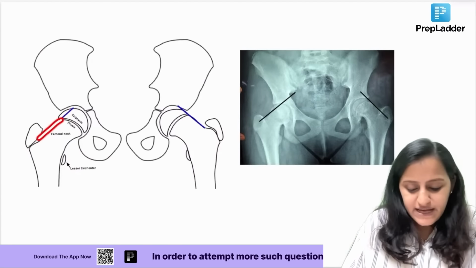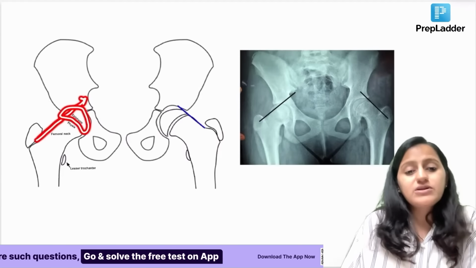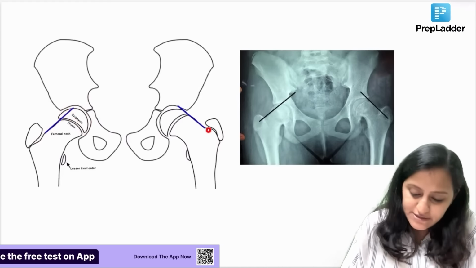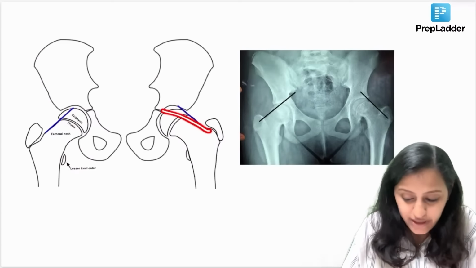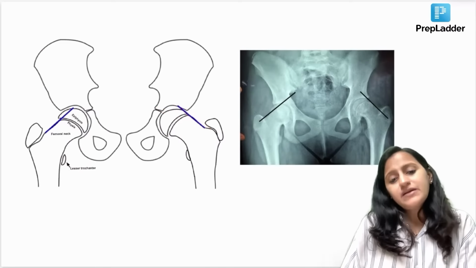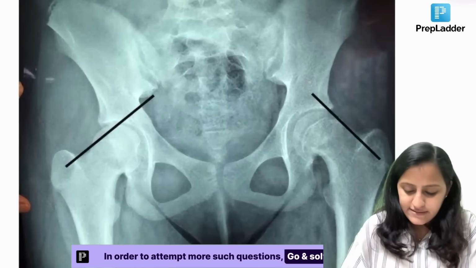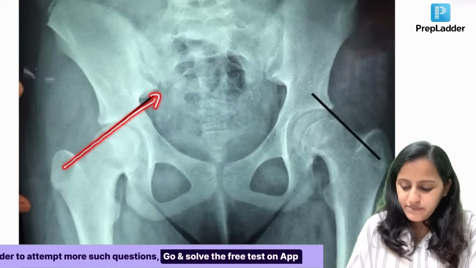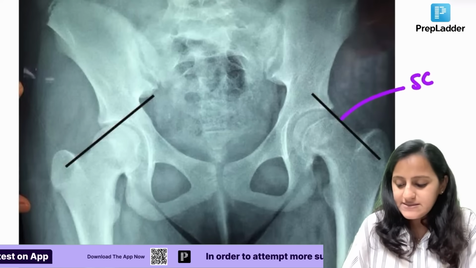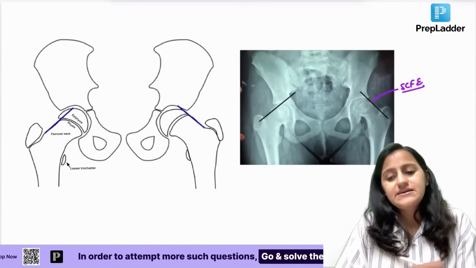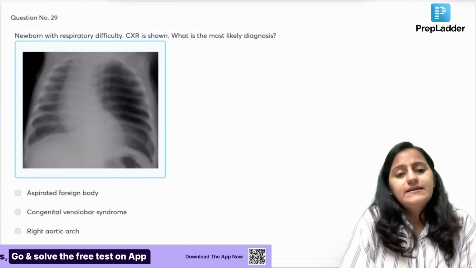Lateral aspect of neck, you pass a line tangential to it. It should go through the femoral head epiphysis. If it is not going through, it is just touching or not even touching, then that means that the femoral head has slipped. Okay? Look at this image. The line is going through the femoral head. Here the line is not going through the femoral head. That is SCFE. Clear with everyone? Right? Next one.